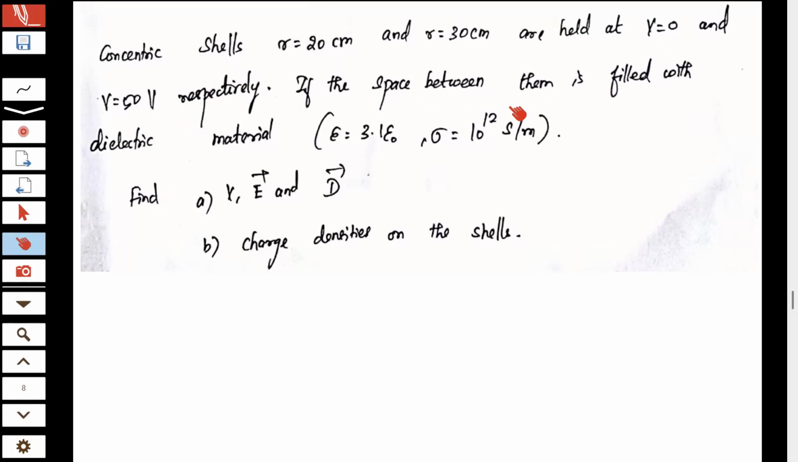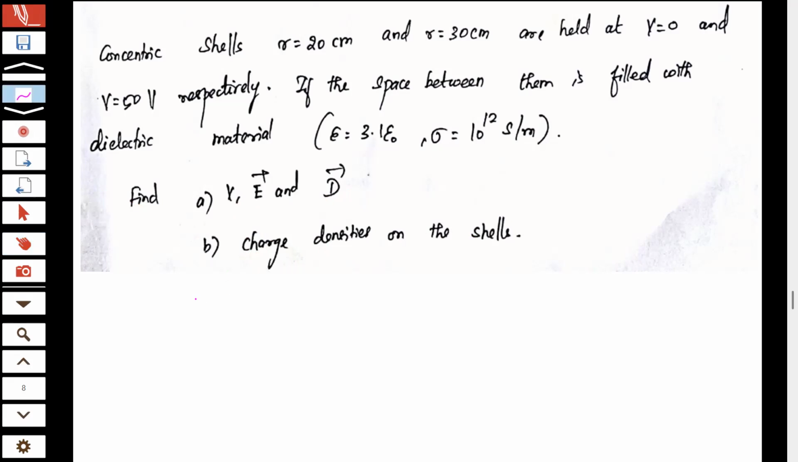If the space between them is filled with the dielectric material with epsilon is 3.1 epsilon naught and sigma is 10 power 12 Siemens per meter, we are asked to find voltage, electric field intensity and electric flux density in the region between the two, and also we have to find charge densities on the shells. So let us do the problem.